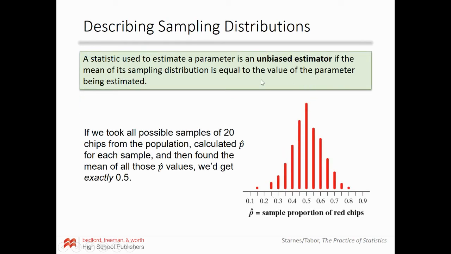That means that p-hat is an unbiased estimator, because it says an estimator is unbiased if the mean of the sampling distribution is equal to the value of the parameter being estimated. So we made the sampling distribution of sample proportions and found the mean of it. We knew p is 0.5. Since when we took the mean of p-hat, it also equals 0.5, that means that p-hat is unbiased.